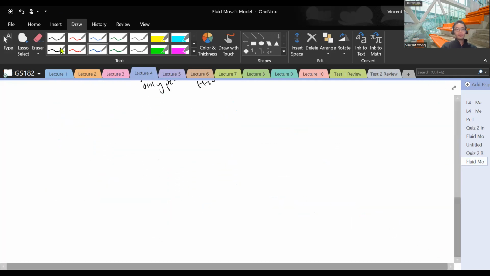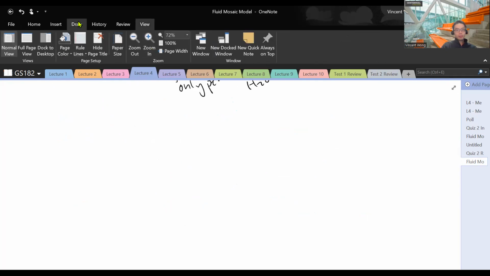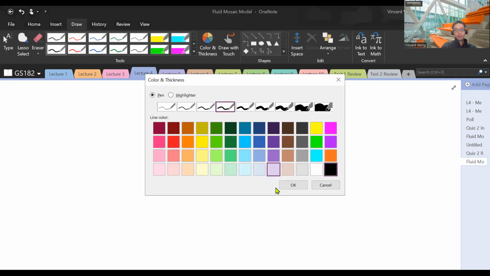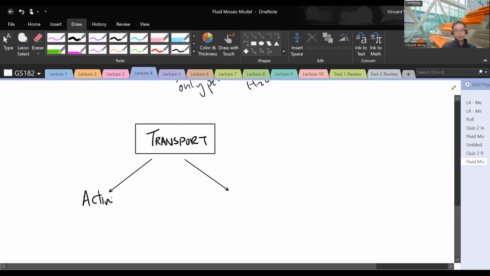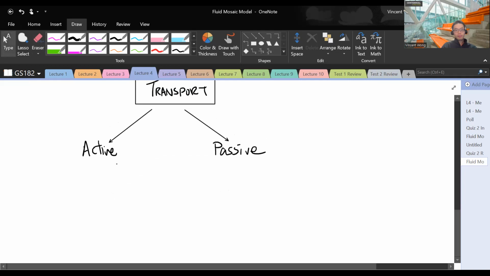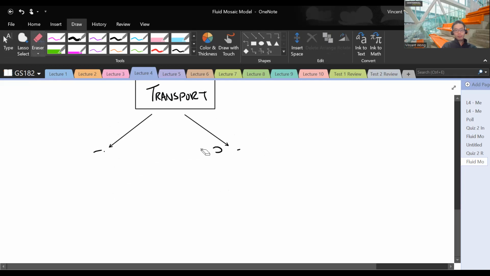We have transport. Let me choose a thicker pen here. Transport is separated into active and passive transport. You know what? Let's switch them because the active one needs more space.